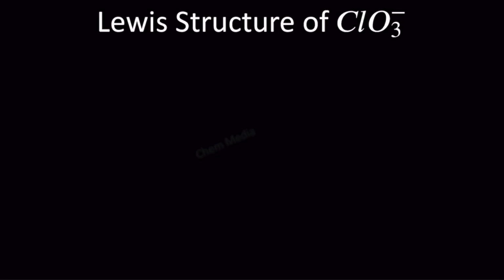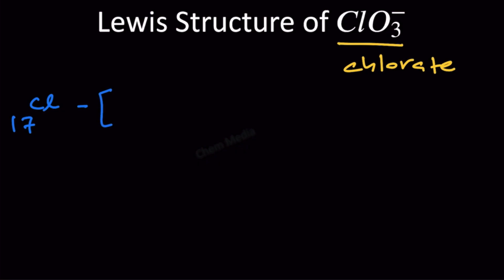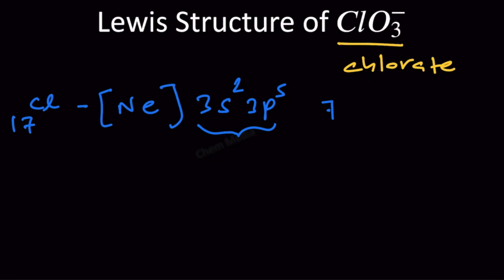Hello everyone, in this video we will talk about the Lewis structure of chlorate ion. To write the Lewis structure, we need to count the total number of valence electrons in the molecule. We know that the atomic number of chlorine is 17, and therefore the electronic configuration is [Ne], that has 10 electrons, and then 3s2 3p5. So this means chlorine has 7 valence electrons. We have only one chlorine atom, therefore that is equal to 7.